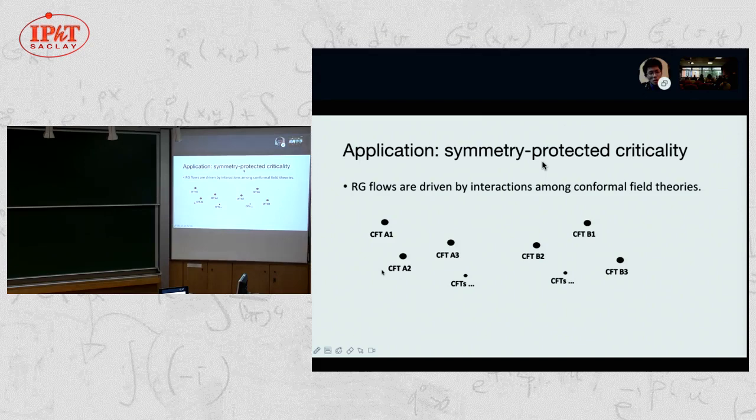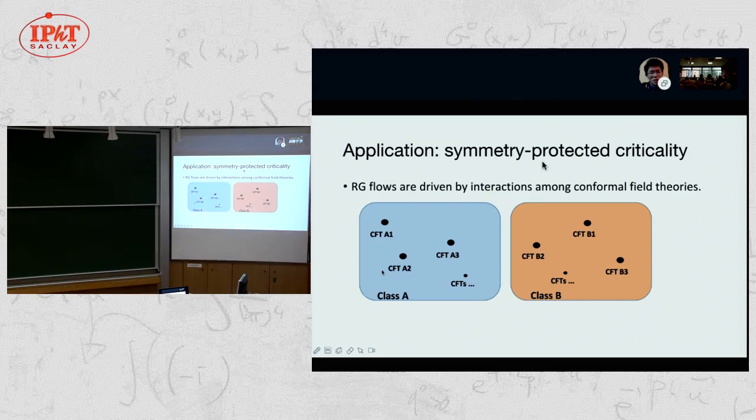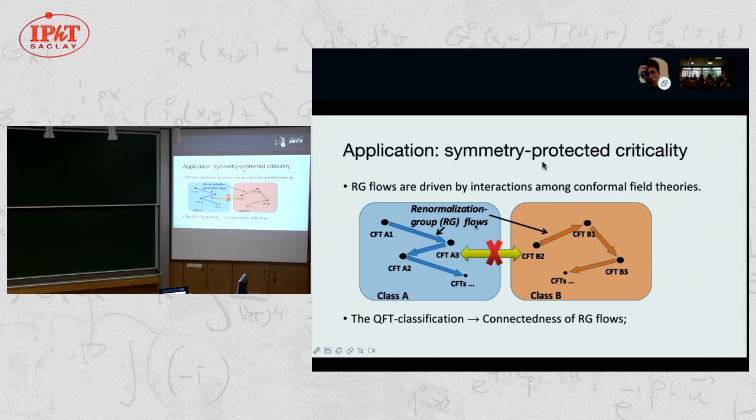The first application of this classification is for the critical phases. Let's imagine that we have already classified the QFTs for these conformal field theories. Because we know the renormalization group flows are a special interaction addition, since an RG flow cannot produce a non-local interaction, there can only be RG flows between the CFTs on the left side. However, there's no RG flow between the CFTs in distinct classes. So this QFT classification can specifically give the connectedness of RG flows. It means that once a lattice realizes one CFT in some class, then it cannot realize any of the remaining classes.